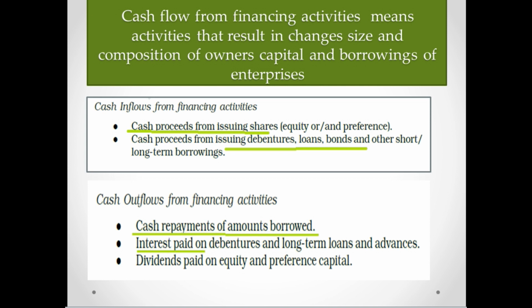The first one is the proceeds from issuing shares. It may be equity shares or preference shares. Or the proceeds from issuing long-term borrowings like debentures, loans, bonds, and other short-term borrowings.